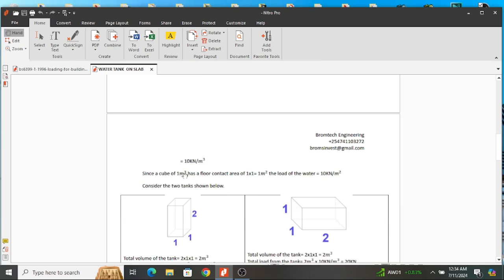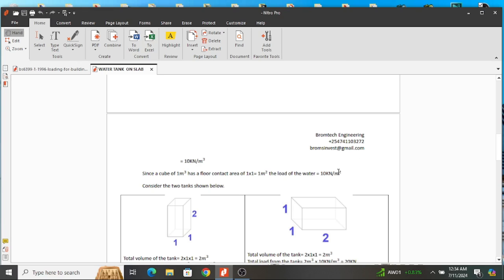Since a cube of 1 cubic meter has a contact area of this, and it has a density of this, then the load of the water is 10 kilonewtons per square meter.